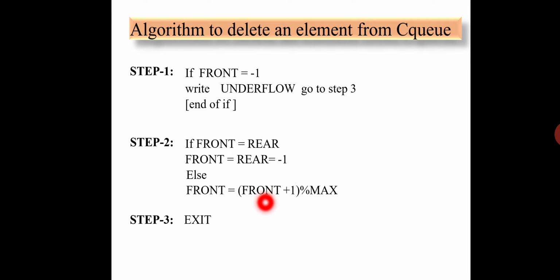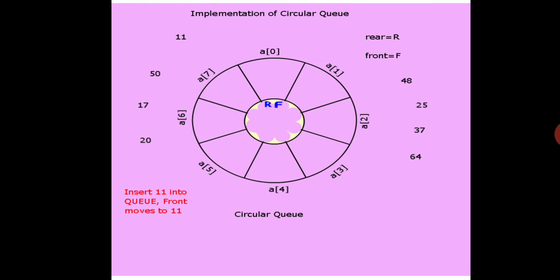Either you can go for front plus 1 modulus of maximum. You need to go for deleting that one. We use the front, for example, 2 means 2 plus 1 is 3. Then modulus of 3 means 3. We can delete the 2. Then front will be assigned to the 3. This is only the circular Q deletion.